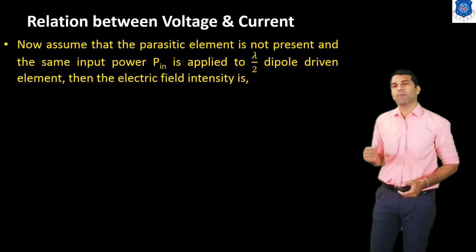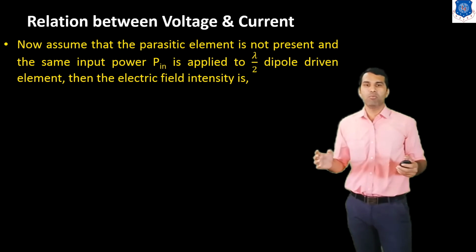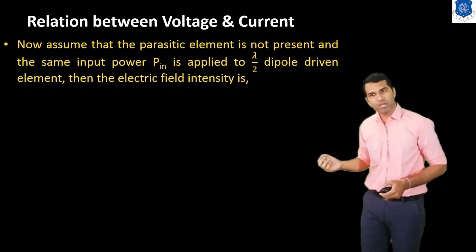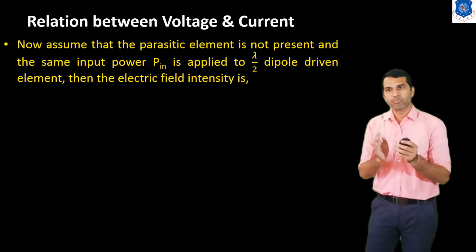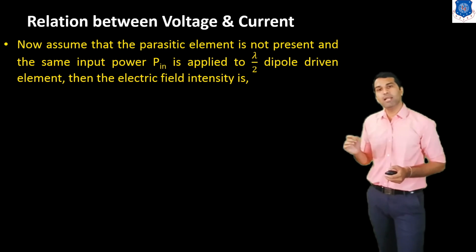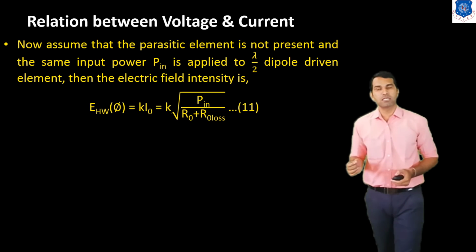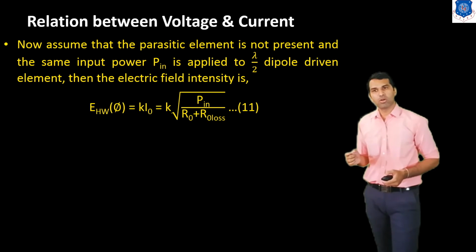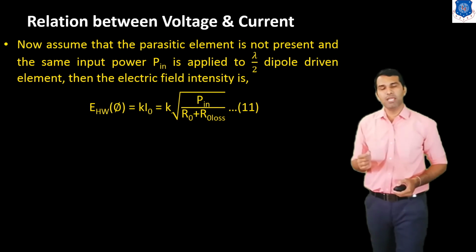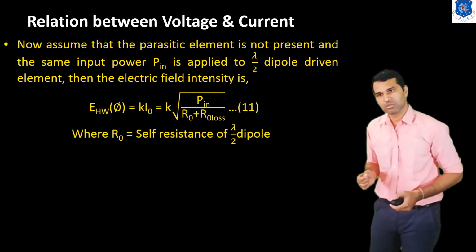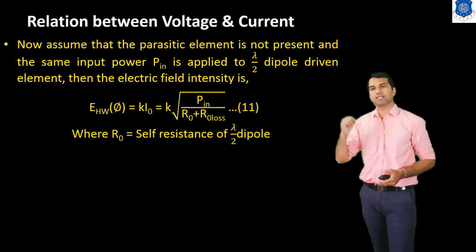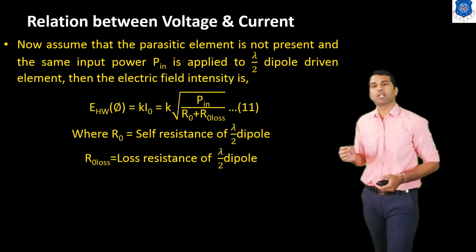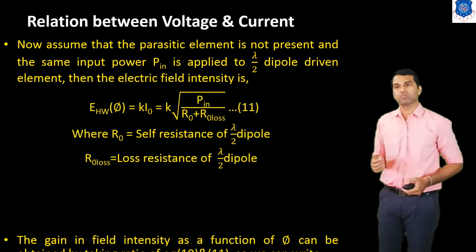Now assume that the parasitic element is not present, and the same input power Pin is applied to the lambda by 2 dipole driven element. Then the electric field intensity is E HW phi equals K into I0, where I0 is under root of Pin upon R0 plus R0 loss. Here R0 indicates the self resistance of the lambda by 2 dipole, and R0 loss indicates the loss resistance of the lambda by 2 dipole.